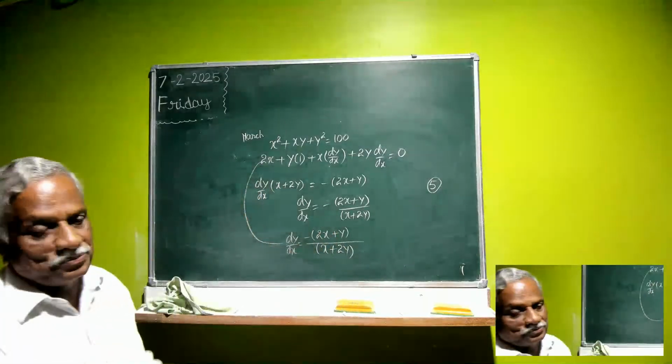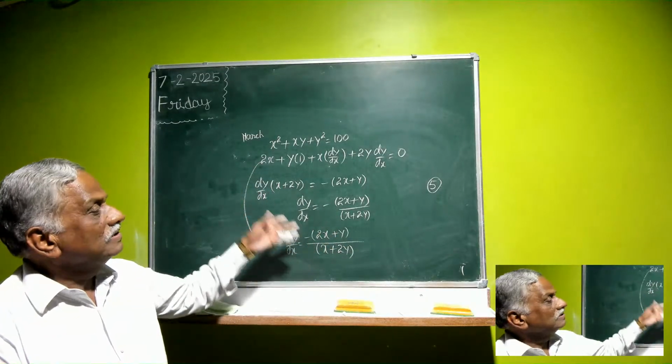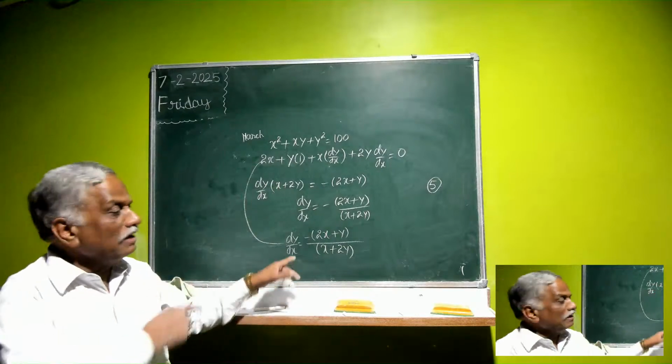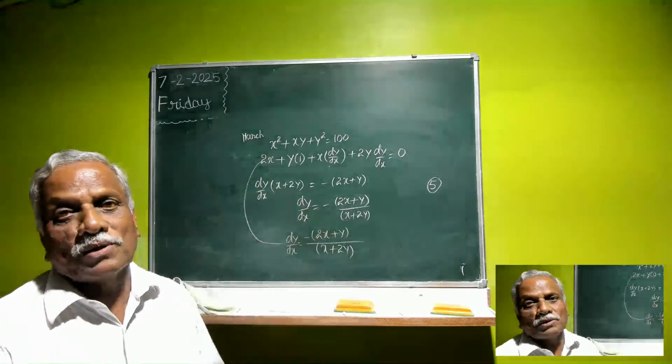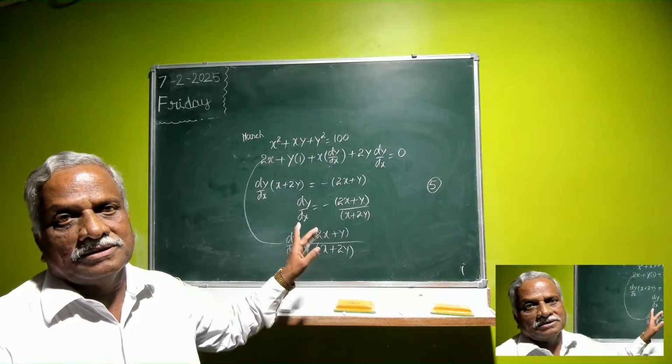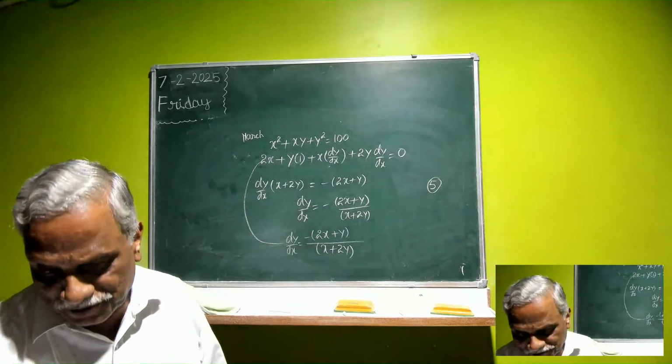This I had explained to you. If you want, you can make use of this, because here there are only three. This will be helpful if there are more than 3 or 4 terms. In this case, you can group and get it. So this is the problem on implicit differentiation.